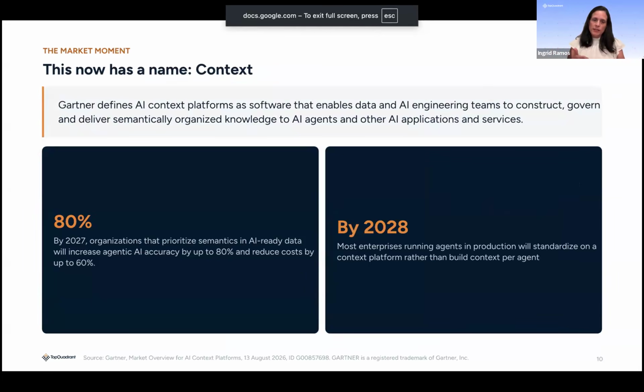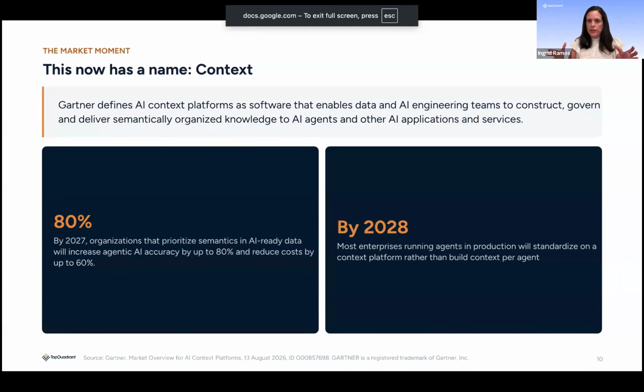Gartner has just this last week come out with one of their first market overviews on context. They're calling this AI context platforms, but again, that's semantics. Really, what they're saying is that context is needed to deliver to data and engineering teams semantically organized knowledge for the AI agents and other applications and services, so that they're grounded in the truths of our organizations. I have truths in how I work.